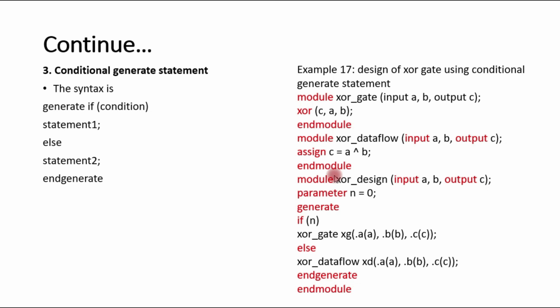Now we are starting the top level module using the generate block, module keyword, and module name xor_design, inputs A and B, output C. Here we are defining a parameter n equal to 0, generate if else conditions here. If n is true, it means when n equal to 1, then execute this operation xor_gate. It means this one is the xor_gate module. Else execute xor_dataflow.